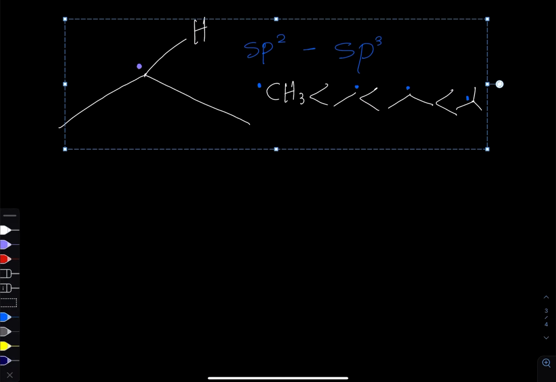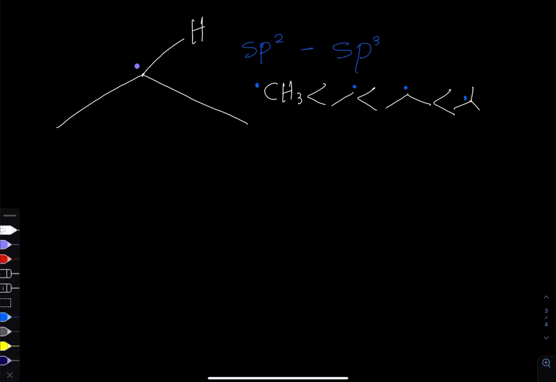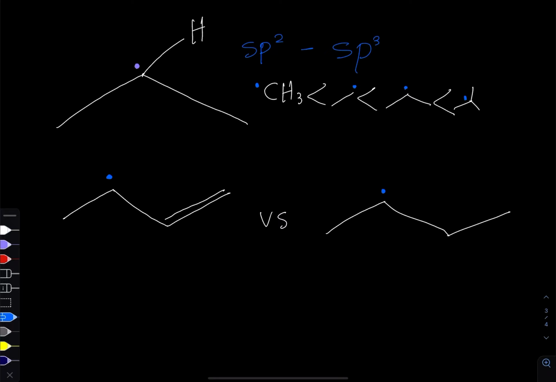Now the resonance can also affect this. So say we have a molecule that looks like this, and a molecule that looks like this. Which one would be the more stable radical? It's going to be the molecule on the left side. And the reason is that it's going to be stabilized by resonance.